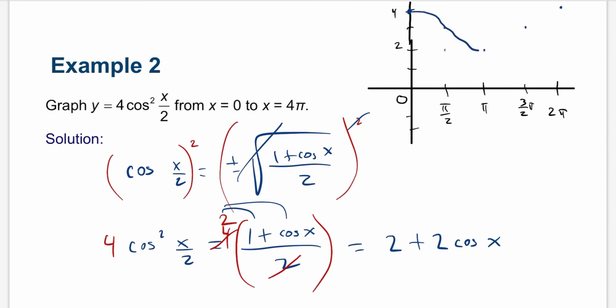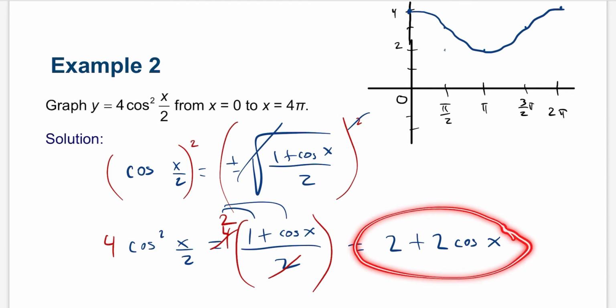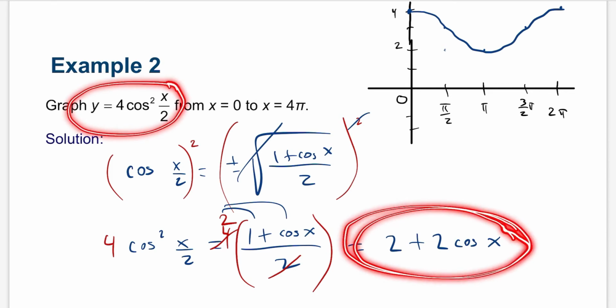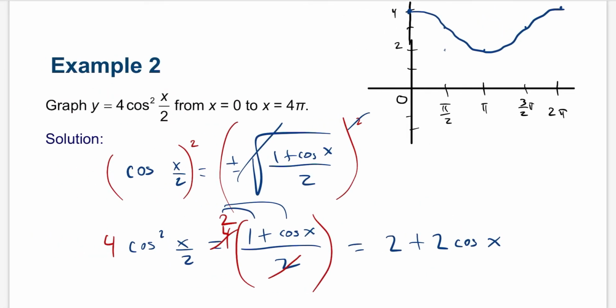So there we go. That's one complete cycle for this graph. This graph became this. All right, let's take a look at the homework now.